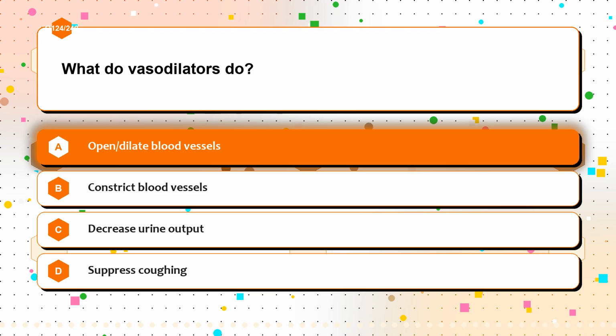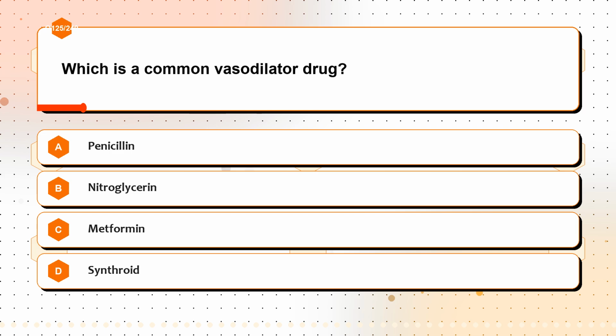The correct answer is option A, open/dilate blood vessels. Question 125. Which is a common vasodilator drug? Here are the options. Option A, penicillin. Option B, nitroglycerin. Option C, metformin. Option D, Synthroid.